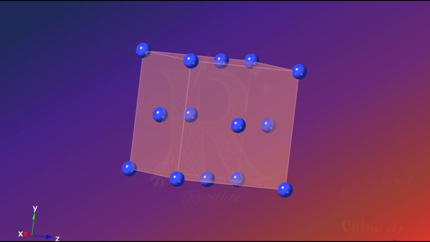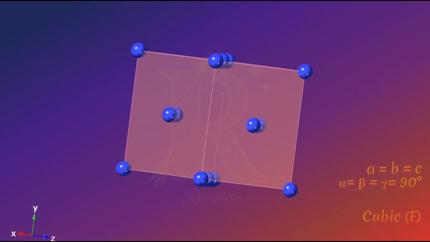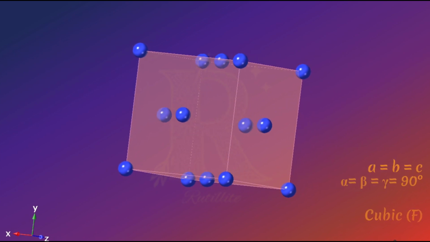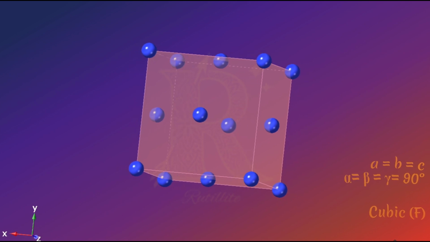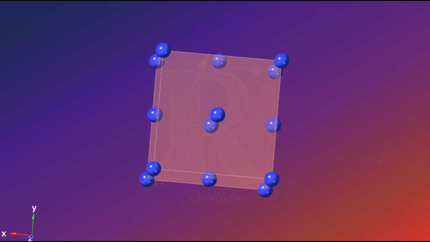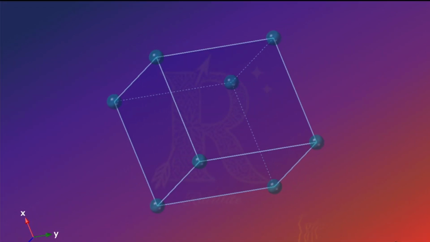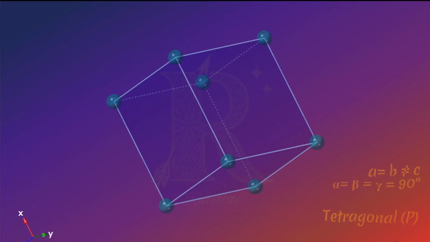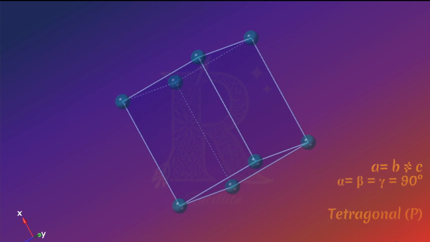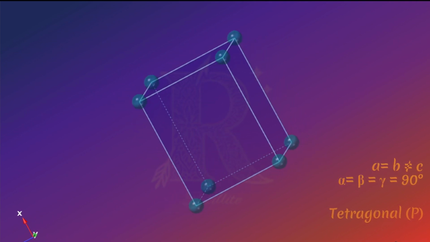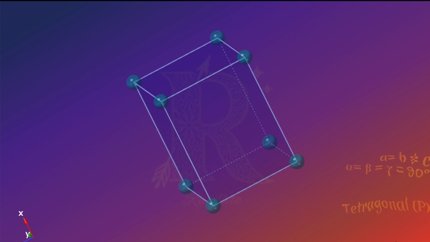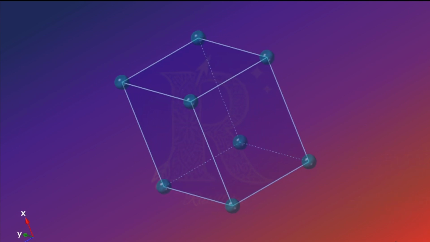Face-centered cubic, copper has this structure. The structure illustrated here is only to understand the arrangement. Primitive tetragonal. Tin dioxide, also known as rutile tin oxide. This structure has atoms at each corner of the tetragonal unit cell, with no atoms inside or on faces.